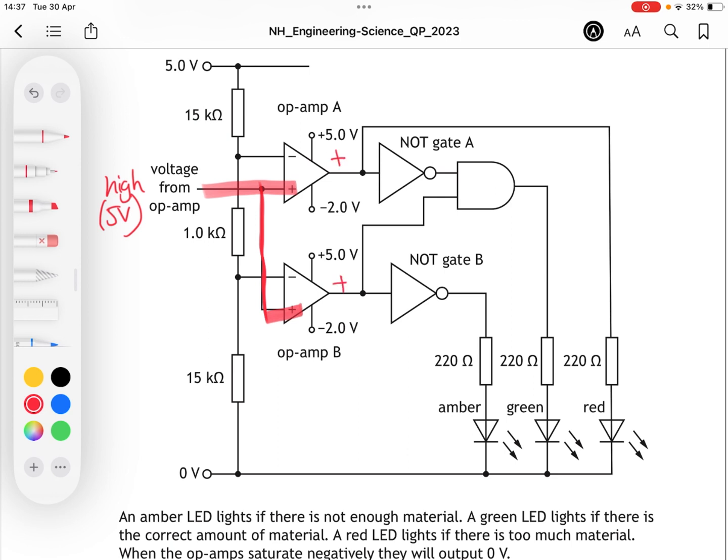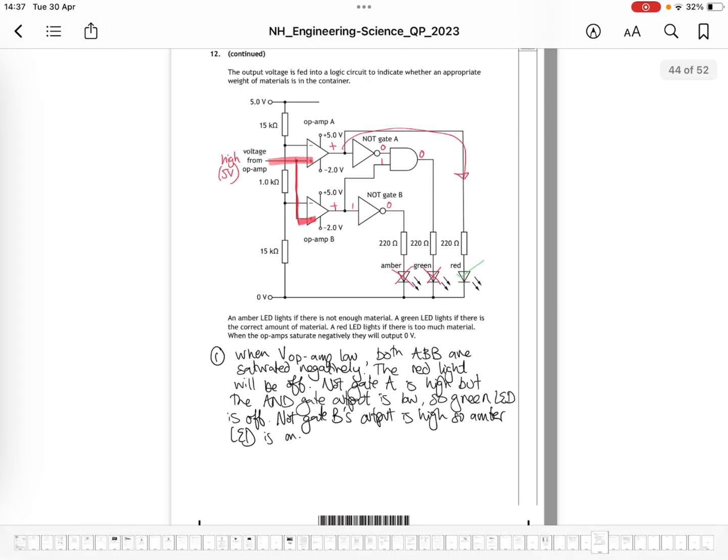Following on then from op-amp A, that means if we follow this path, that our red LED is now going to turn on. Our NOT gate A is going to output 0. And even though op-amp B means that we will get a high input, our AND gate is going to be off, and so our green LED is going to be off. And when we look at our NOT gate B, it's getting a high input, so a low output. That means our amber LED is going to be off. I'll just switch back to write that down as well.